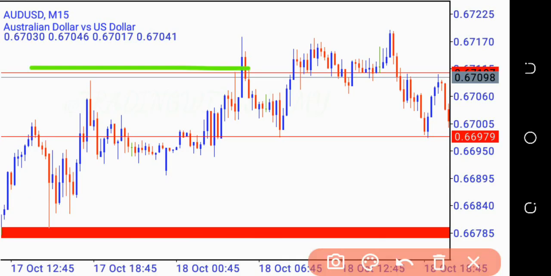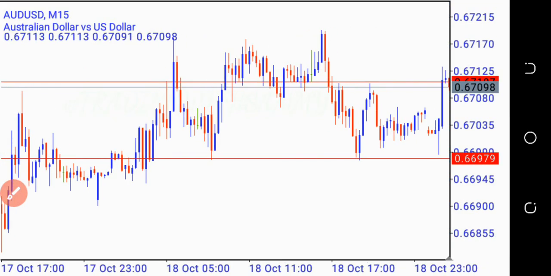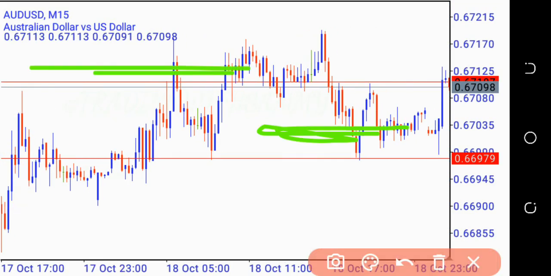So another break of structure here. Okay, so this was the last order block. So price actually came back down here. Price actually came back then.